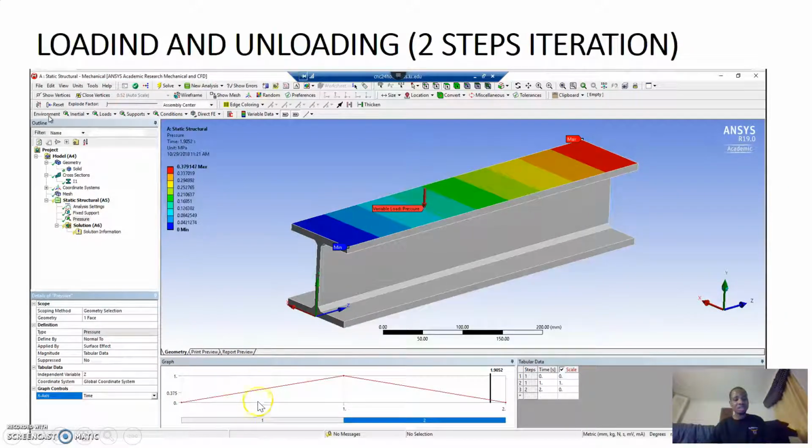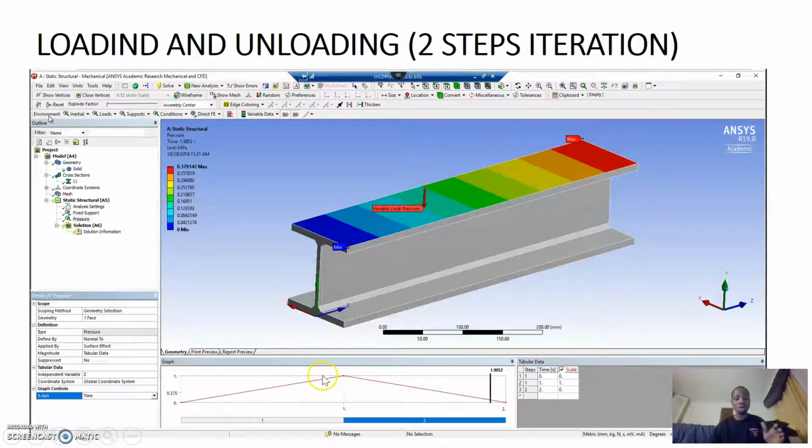And I did my analysis in 2 steps. So what does that mean? The first step is going to be the loading condition, the loading from 0 to 4 megapascal, and unloading will be the second stage, which is going to be from 4 megapascal to 0. This is very, very important, because I have to do loading and unloading before I can compare the shape before and after.